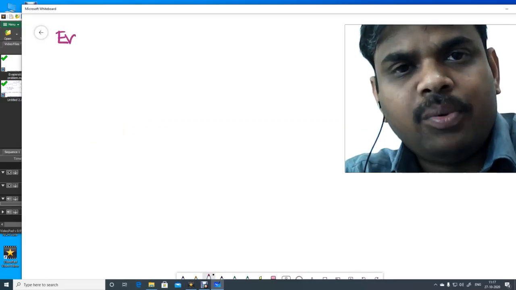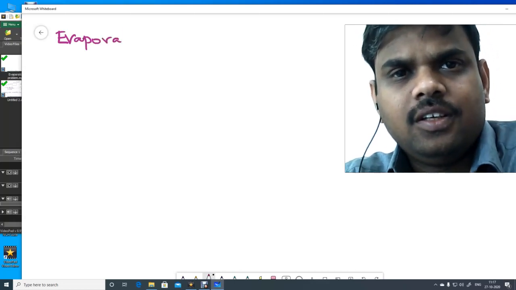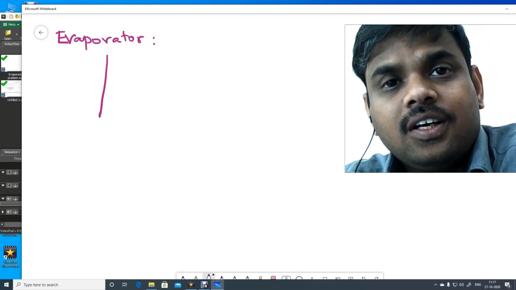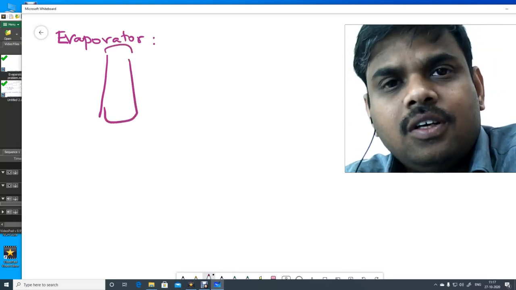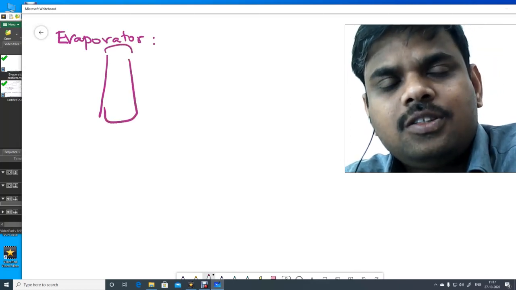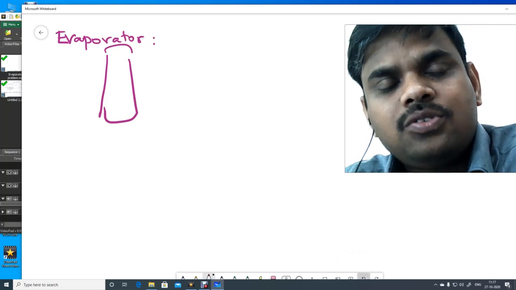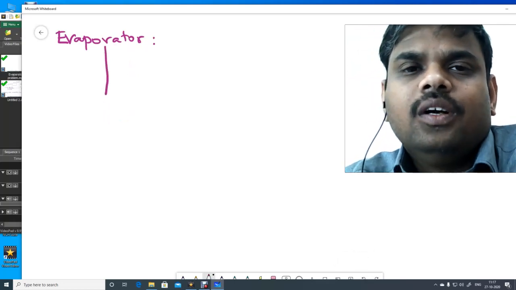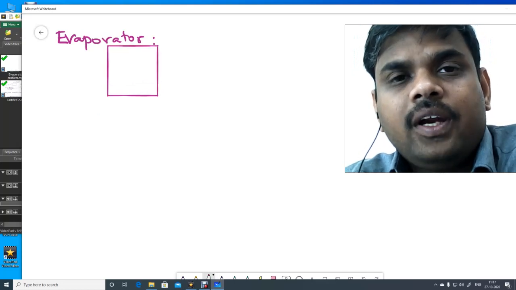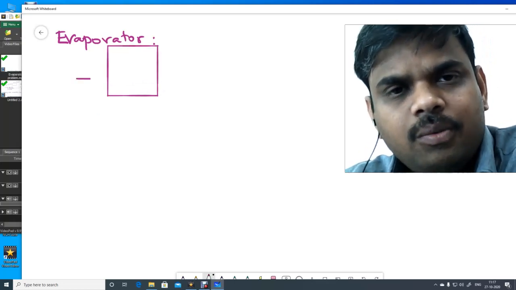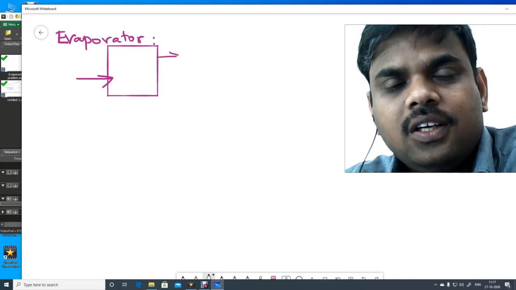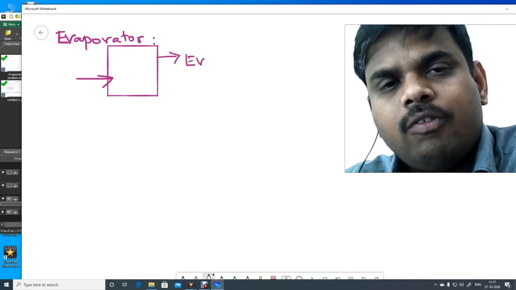Evaporator is an important unit operation. It is widely used in food processing industries, chemical industries, craft paper industries, and pharmaceutical industries. In these places, evaporation produces concentrated liquids. In an evaporator, we will have one feed stream, and the solvent or water will be evaporated. So there will be an evaporate.